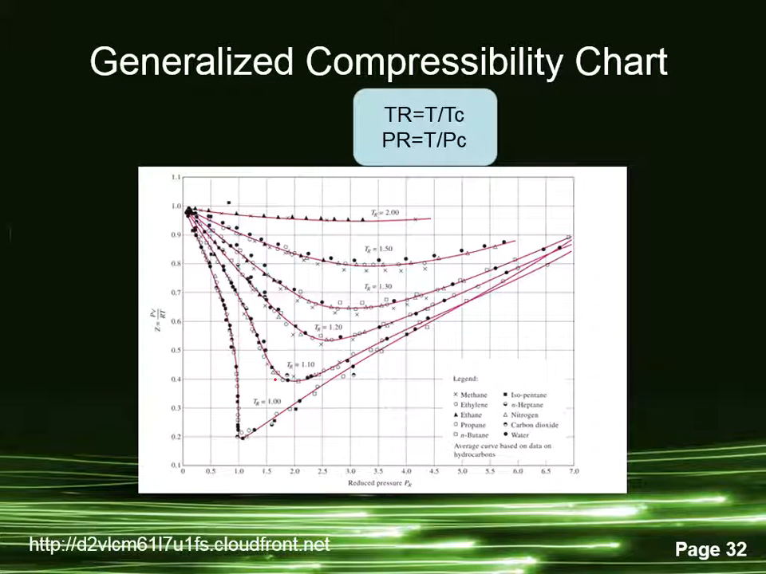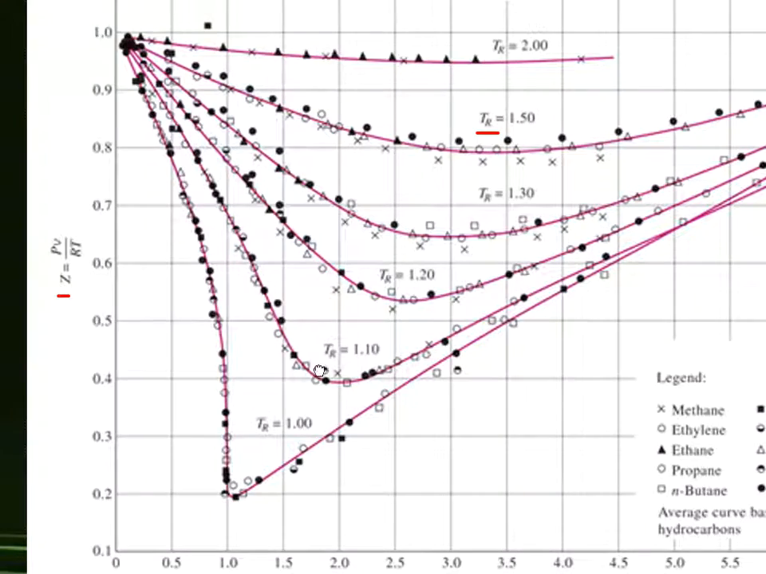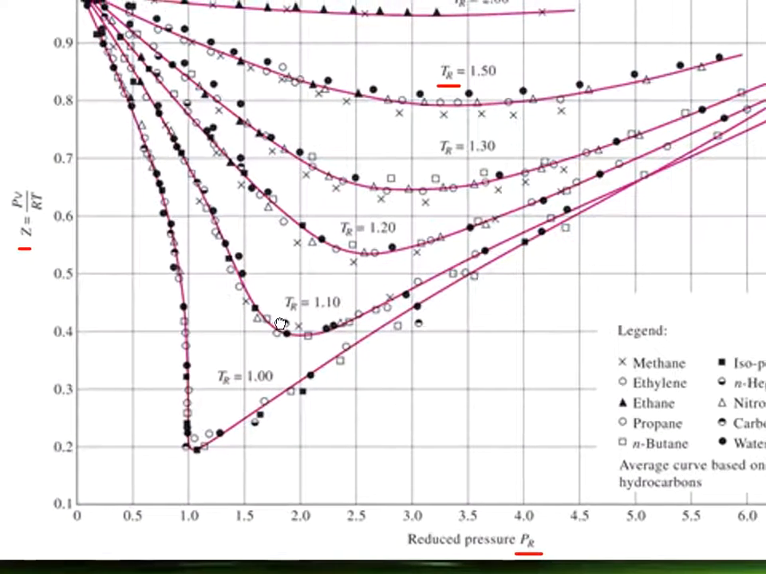And finally, let's look at the generalized compressibility chart. As you can see in this graph, we have Z versus P reduced at different T reduced. What people have found over the years is that, no matter which substance, the graph has very much the same shape. And you can see that with reduced pressure and reduced temperature, we can obtain compressibility factors which lie on top of each other for different substances.